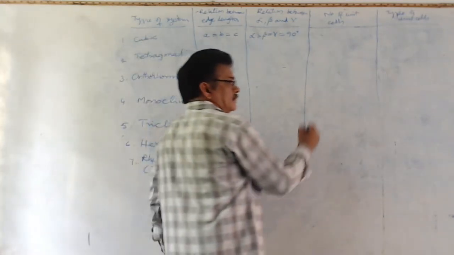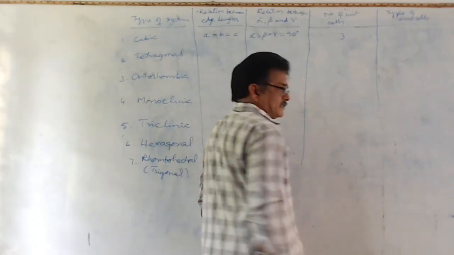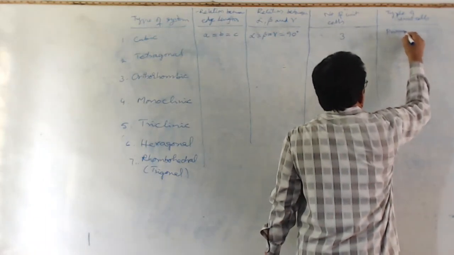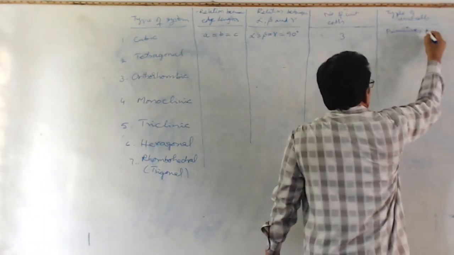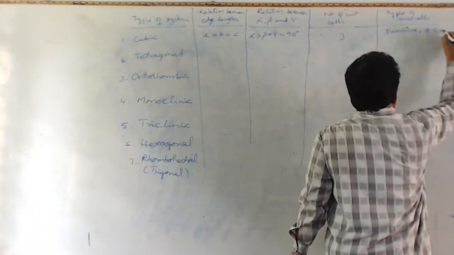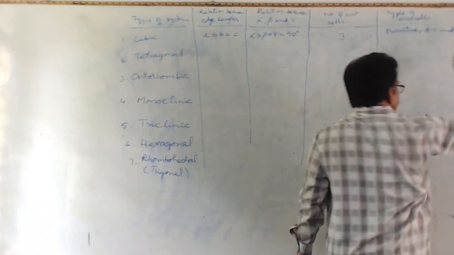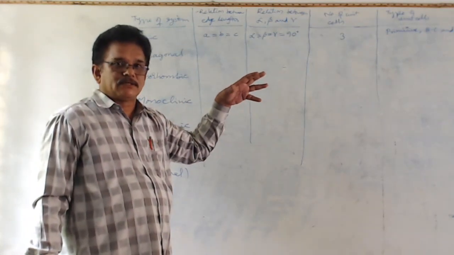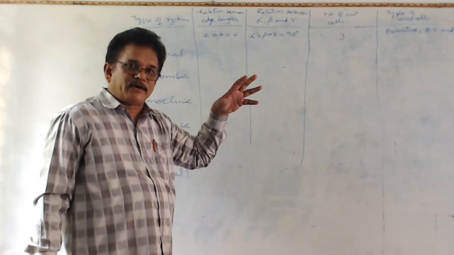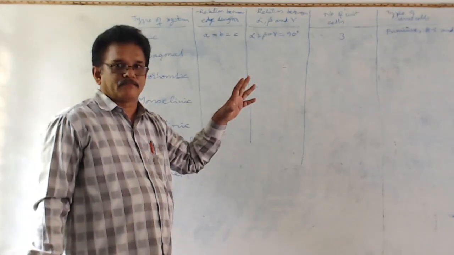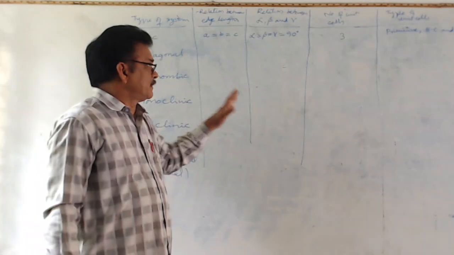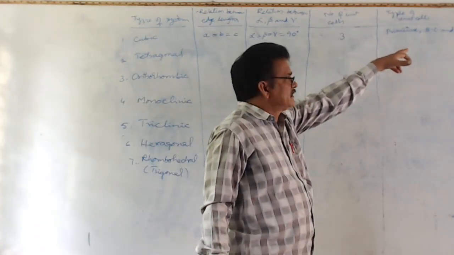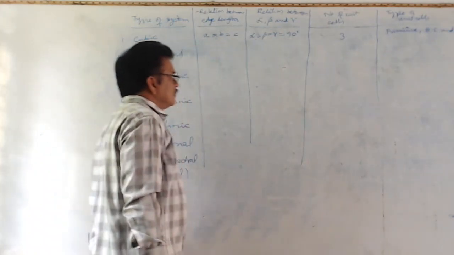In the cubic system, there are three Bravais unit cells. They are primitive, body centered, and face centered. In all these types of unit cells, the common lattice points are corner points. So the number of unit cells is 3. They are the primitive unit cell, body centered unit cell, and face centered unit cell.